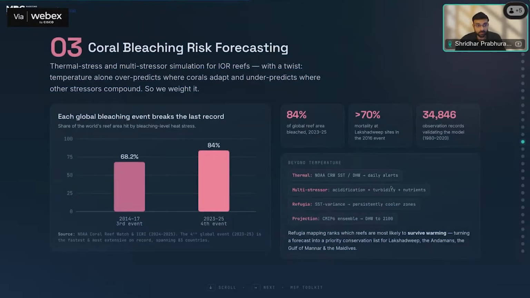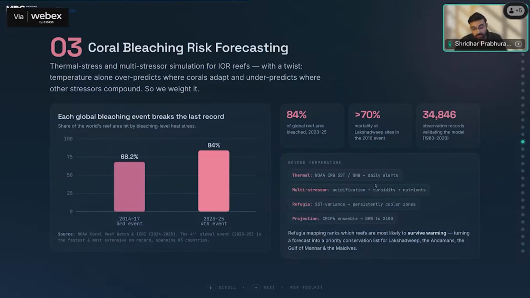The coral bleaching and risk forecasting. Now, as I said, coral bleaching is an extremely important event. This is something that is a direct representative of climate change happening. And there are records that prove the extent of coral bleaching that has happened. Like 84% of global reef area has been bleached between 23 to 25. More than 17% of mortality at Lakshadweep sites in the 2016 event itself that happened.